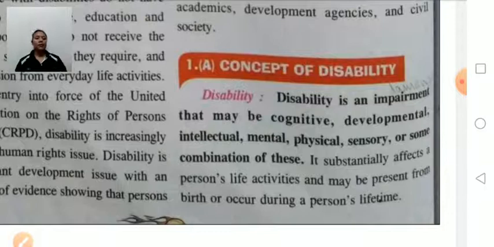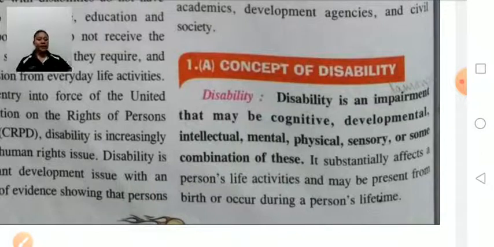Disability is an impairment that may be cognitive, developmental, intellectual, mental, physical, sensory, or some combination of these. It substantially affects a person's life activity and may be present from birth or occur during a person's lifetime. So, disability is a disturbance that affects a person's day-to-day life activity, and it may be present in an individual from birth, or it can occur during one's lifetime, and disability generally has no cure.